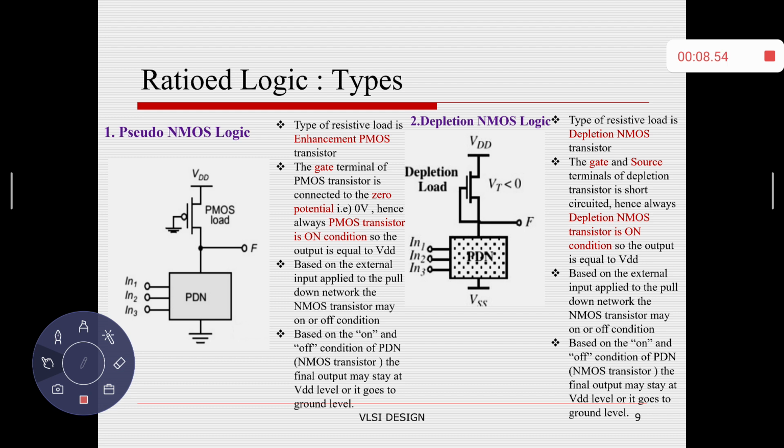So at any instant of time, the voltage level at node F will be VDD. That VDD voltage will stay at the same VDD level or it may go to ground level, according to the number of transistors we connect in the pull-down network and the external input connected to it.